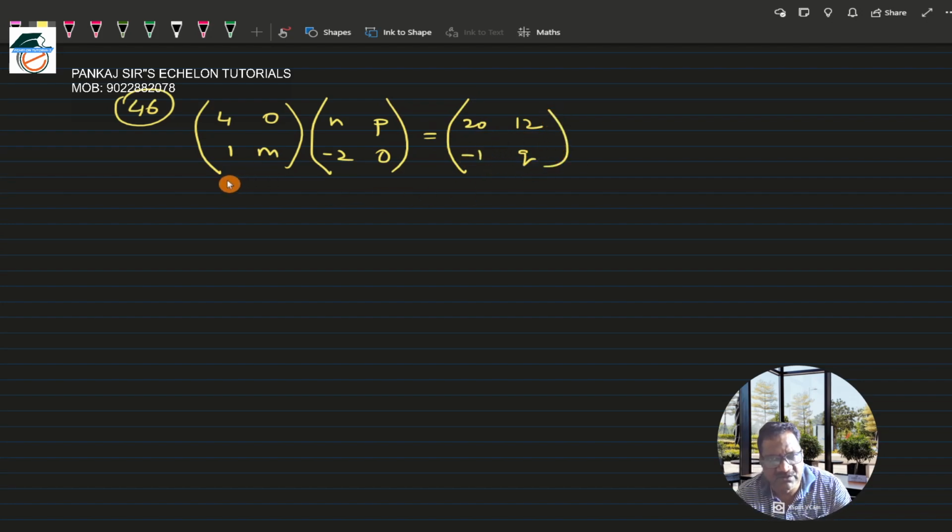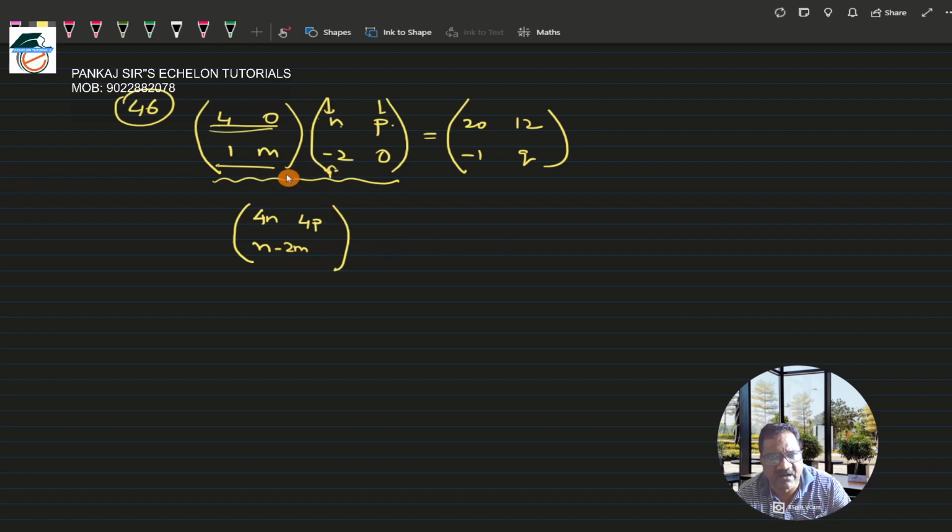Okay, so I'll work out this product. It's a 2 by 2 matrix multiplied by 2 by 2 matrix, so the product will also be 2 by 2. So I'll do it directly. First row, first column. Okay, first row and then this column. 4n plus 0 into minus 2 is 0, so this will be 4n. Then first row, second column, it will be 4p, and 0 into 0 is 0, so it will be just a 4p over here. Then second row and the first column, so 1 into n will be n. Okay, and this will be minus 2m.